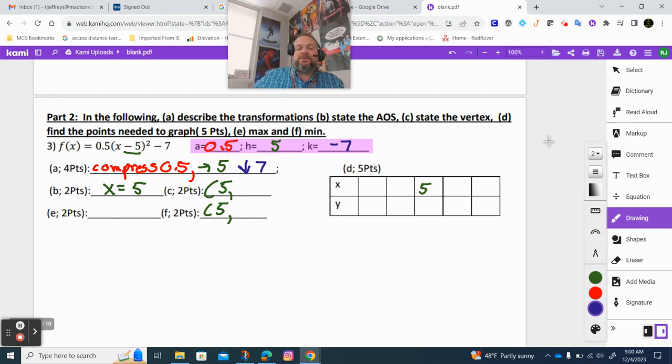Your vertex, well, this is h, k, so this is -7. Because our a is positive, it opens up. That means our minimum is also our vertex. Our maximum is infinity.